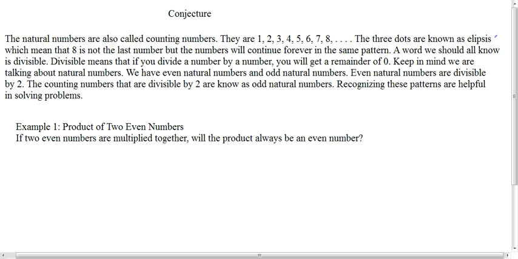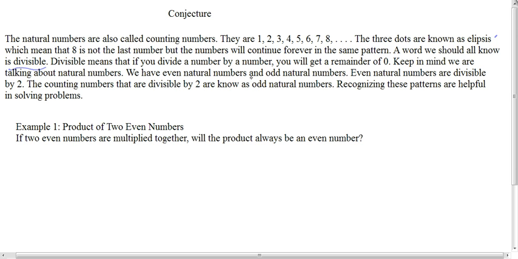A word we should also know is the word divisibility. We should all know what that means, but for those of us that do not, divisibility means that if you divide a number by a number, you would get a remainder of 0. Now keep in mind, we're only talking about natural numbers here.